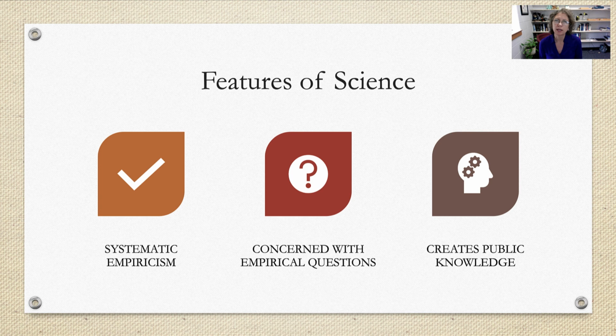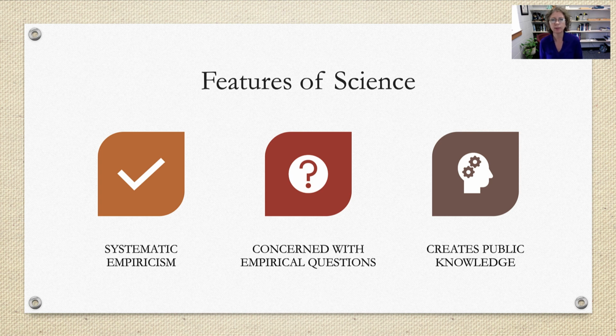The main features of science that your textbook brings up are these three: systematic empiricism, being concerned with empirical questions, and creating public knowledge. So this would be using a standardized approach to make observations and test those observations. Being concerned with empirical questions has to do with looking at things in the here and now, not just, oh, I wonder if this might happen in some place. It has to be something that we can test and potentially falsify, like today, not theoretically.